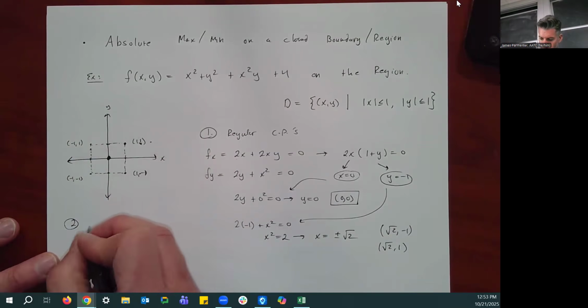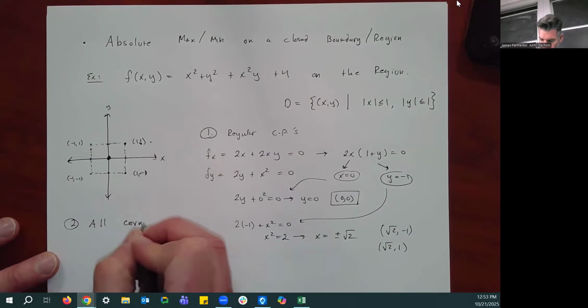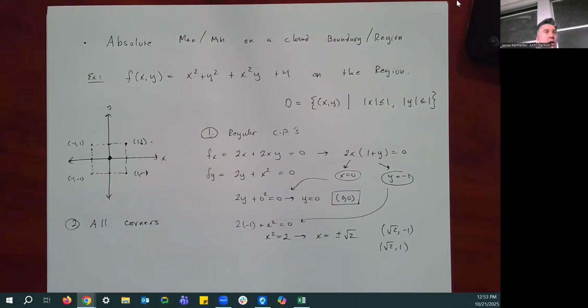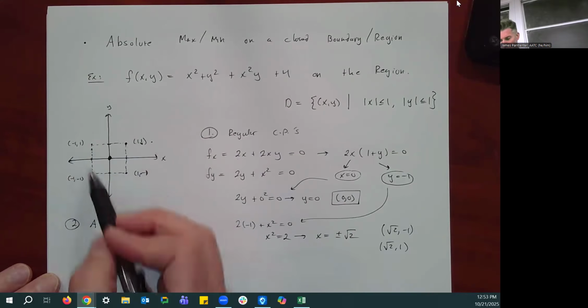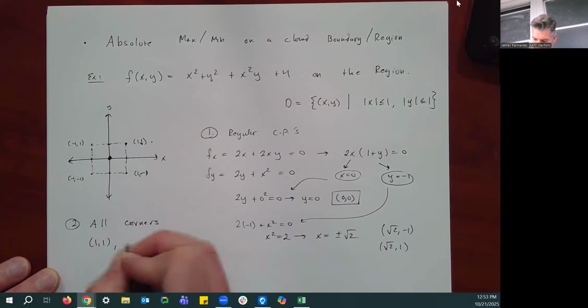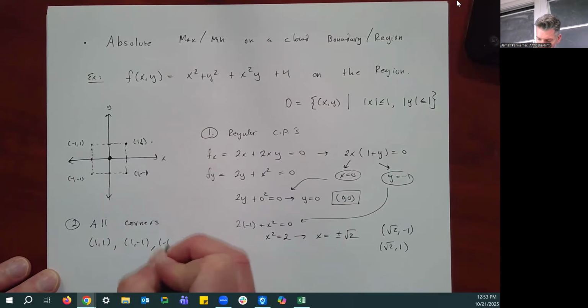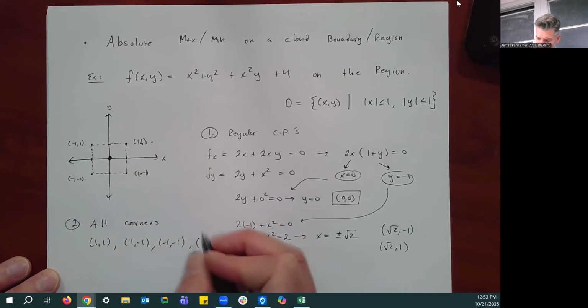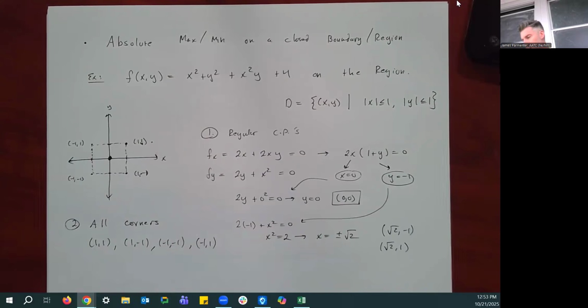Second, all the corners. They're just automatically included. Kind of like in 17a, when you were finding global maximum and minima on an interval, you would always test the endpoints to see if you had a max or a min at the endpoints. Same kind of idea here. These are like your endpoints. I don't need to write them down, but I will. 1, 1, 1, -1, -1, -1, and finally, whichever one's left, -1, 1.